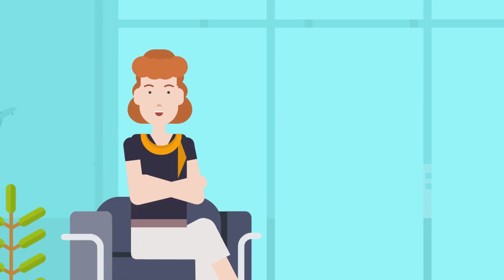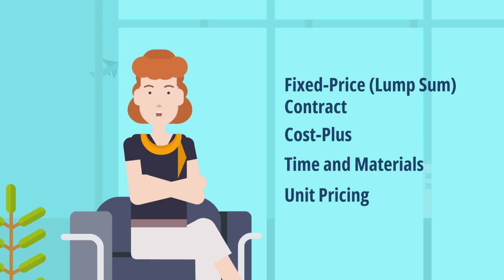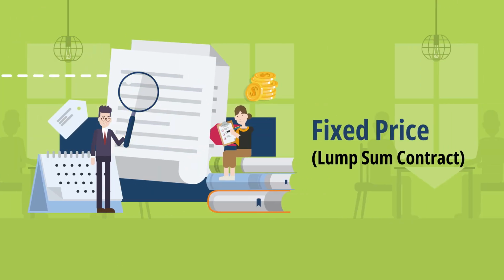There are four main types of building contracts we'll discuss today: fixed price, cost plus, time and materials, and unit pricing. Each has its own advantages and challenges, so let's break them down. Let's start with the fixed price contract, also known as a lump sum contract.